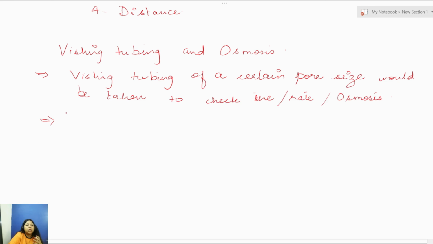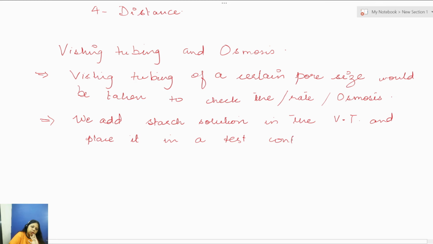Second thing, now you have to tell how you're going to do this experiment. This is like the whole question that we did. Now, what would we do? We add starch solution in the whisking tubing. I'm using VT for short form, but you have to write the complete words. We add starch solution in the VT and place it in a test tube containing, let's say, distilled water.